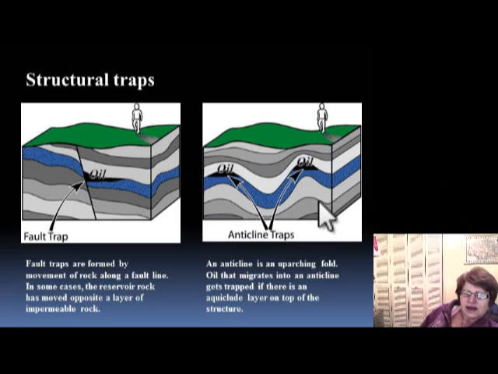The other kind is the anticline. When you have a permeable layer, or reservoir rock in this case, and it is capped by impermeable layers, then of course as the oil migrates, it goes up, but then it cannot go anywhere because of the impermeable layers, so it's going to get trapped.